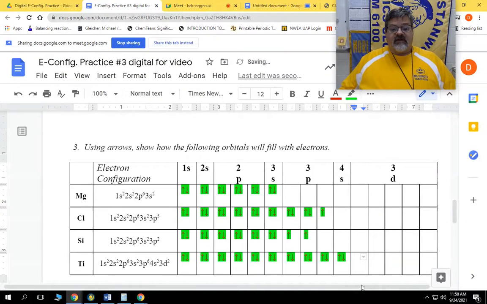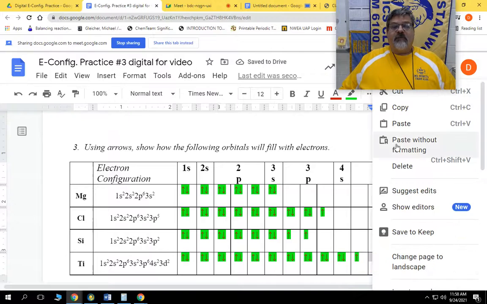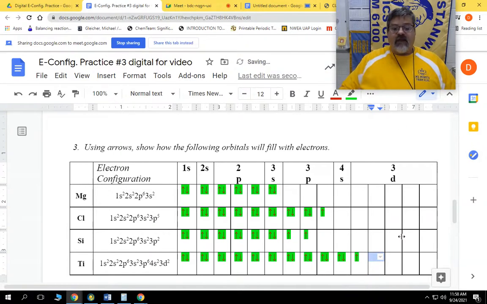And now we're into the d's. So here's the 3d, and we're going to do that, but it's not that. We've got to take one away from that, go to our next one, paste that one, and take one away from that. And we have 3d2. So, hey, that's how we do that. This sheet wasn't that hard.